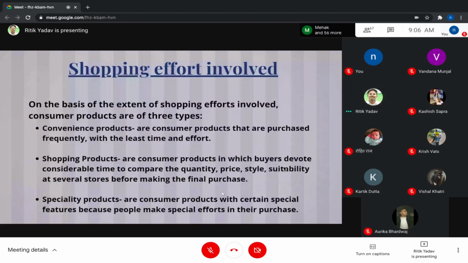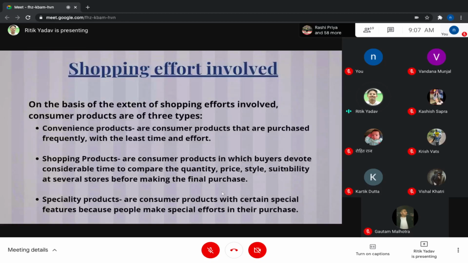Shopping effort means this factor is based on the time and effort that a buyer is willing to spend in purchase of a product. Now, it can be further classified into three categories. First is convenience product, second is shopping product, and third is specialty product.